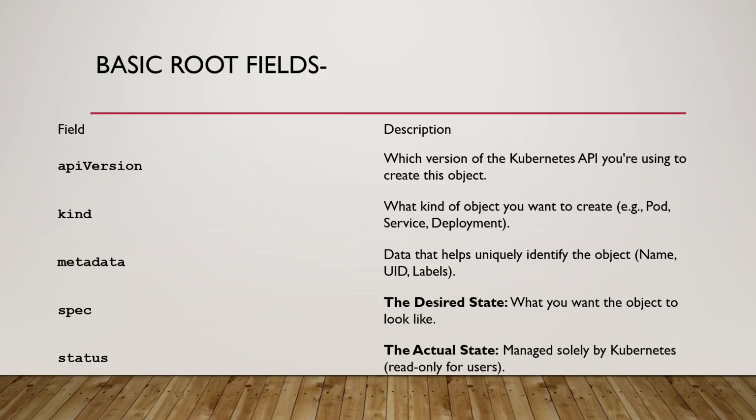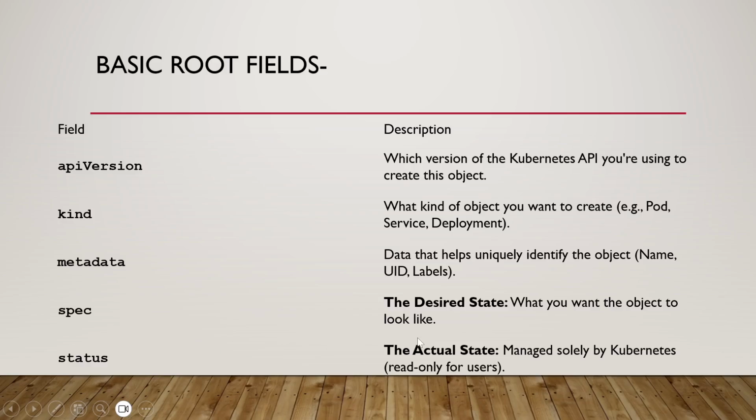So here, when we discuss the basic root fields like apiVersion, we already discussed which version of the Kubernetes API you are using to create this object. Kind, like what kind of object you want to use, like Pod, Service, Deployment. And metadata, data that helps you uniquely identify the object, like name, UID, labels, etc. Okay, so spec is the desired state, what you want the object to look like.